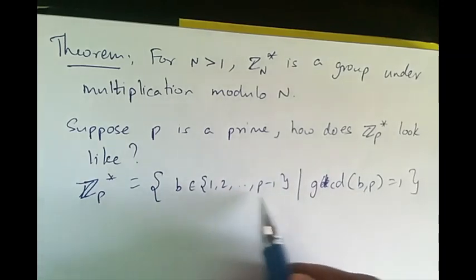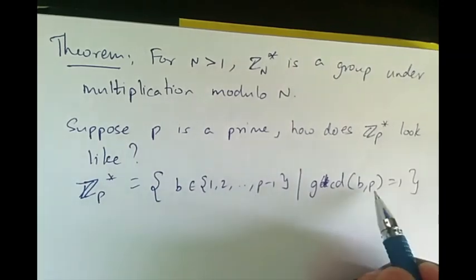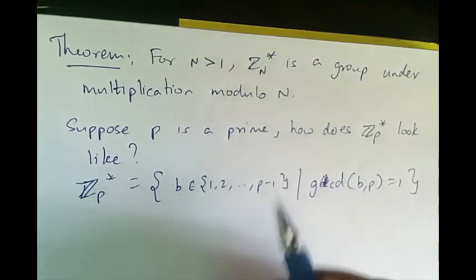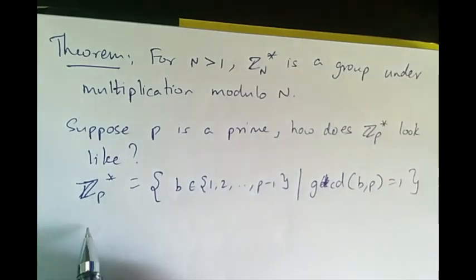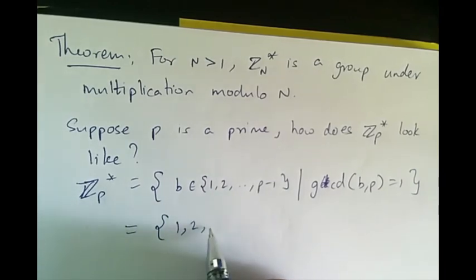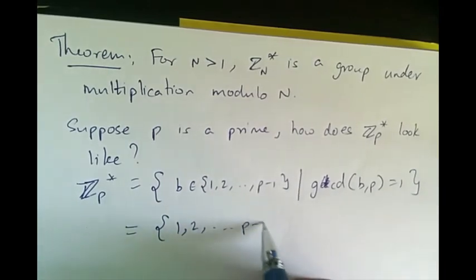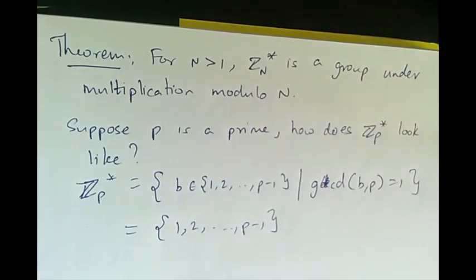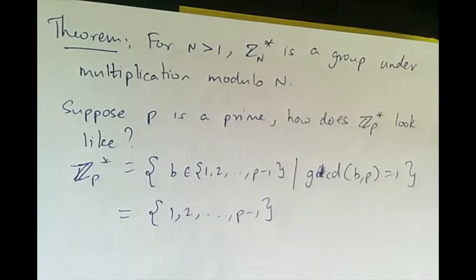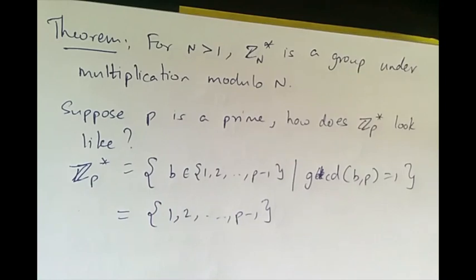Now all these integers are less than p, and by definition the prime has only two divisors, one and the prime p itself. So all of them will have GCD of 1 with p. So it turns out that Zp star is just all the integers from 1 to p minus 1. Okay. So this fact, along with the fact we've just proven that Zn star, or in this case Zp star, is a group, allows us to prove Fermat's little theorem using group theory.